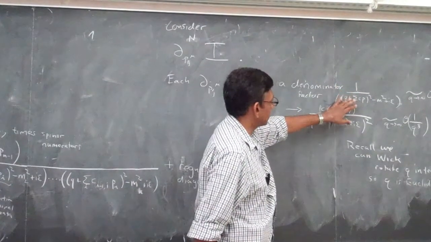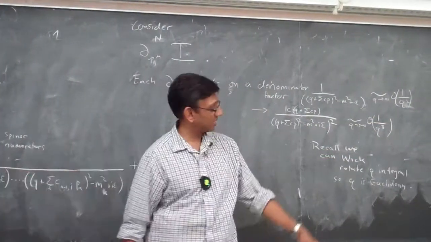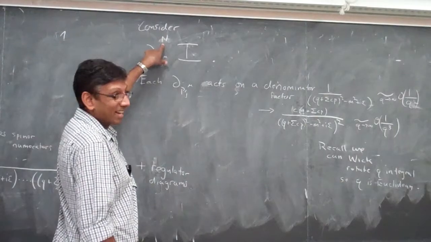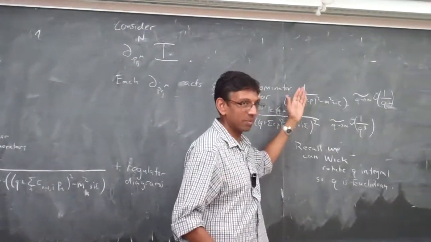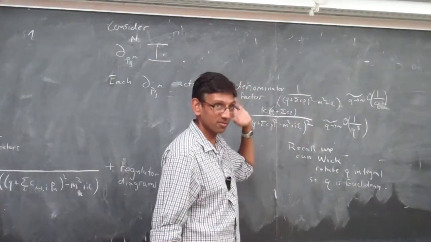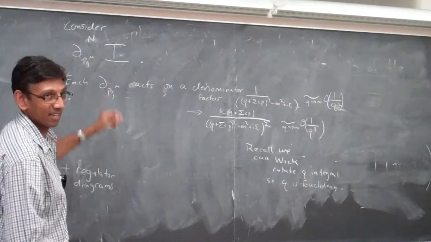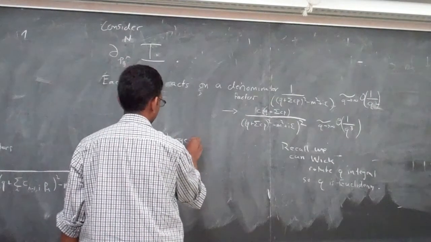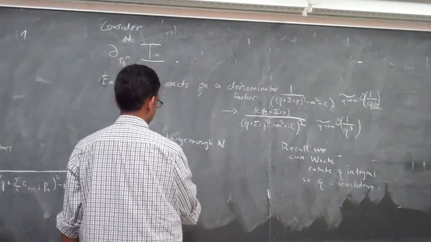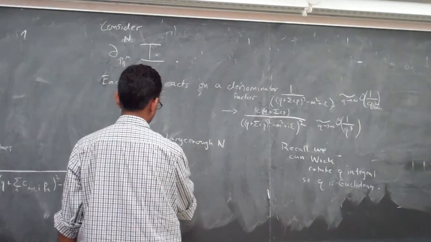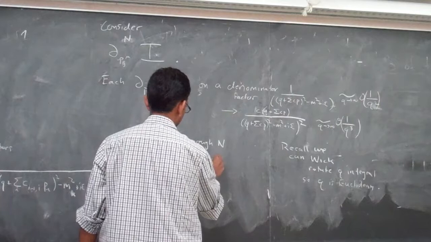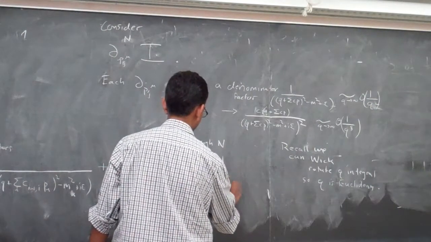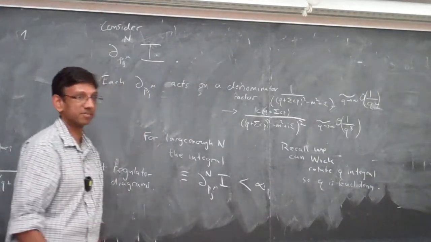Okay, so this happens, but it still might not be convergent. If this thing was going like q to the 17th, and now it's going like q to the 16th, that's still not good. But the good news is, I can do it again, and again, and again, and I keep knocking down the amount of divergence by one unit every time I hit with a derivative. For large enough n, the integral corresponding to d to the n j mu I will be ultraviolet finite. Eventually you're going to win.